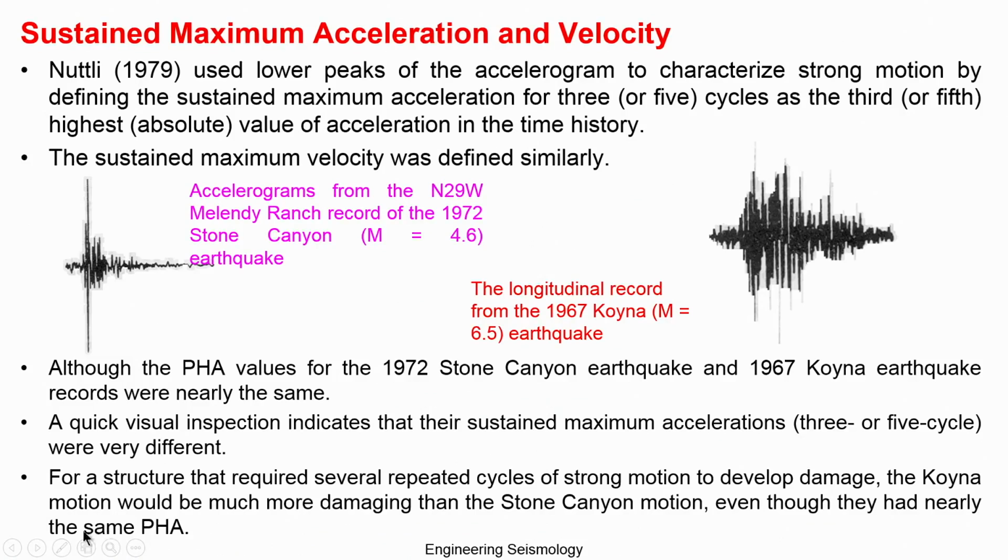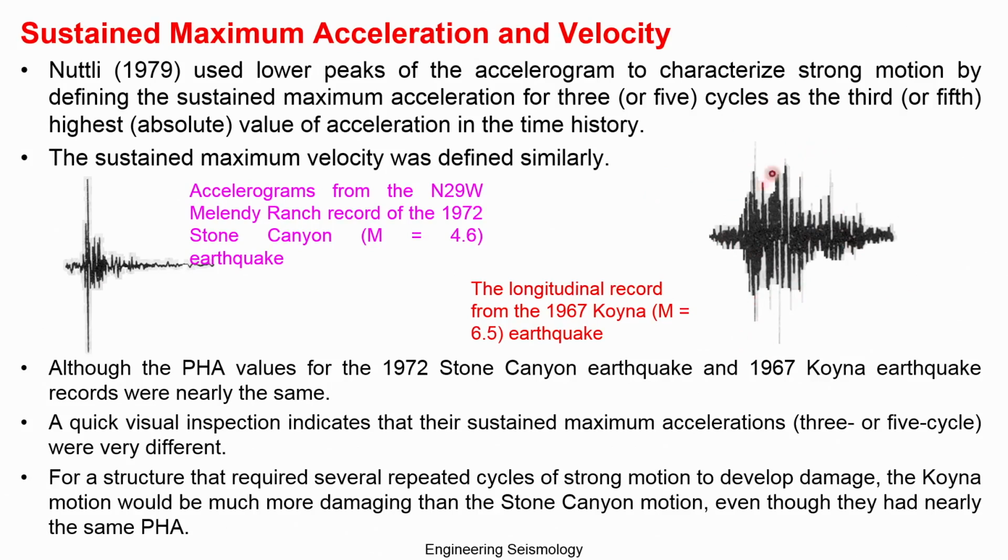Why did he come up with this? If you watch both records shown in the figure closely, you can see the acceleration from the N29W Mullenley Ranch record of the 1972 Stone Canyon earthquake, magnitude 4.2. You can see one amplitude which is twice or thrice the other amplitudes in the record. The similar longitudinal record from the Koyna earthquake, where M is 6, shows that most of the amplitudes are almost equal.